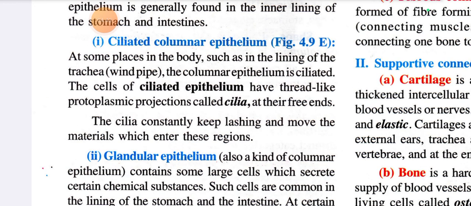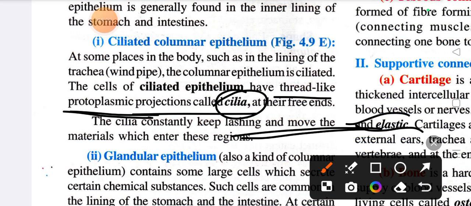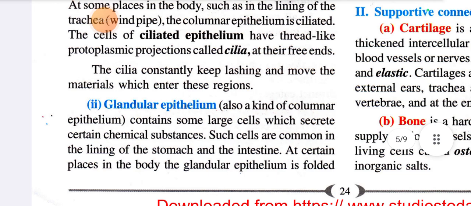Next, ciliated columnar epithelium. At some places in the body, such as in the lining of the trachea, that is the windpipe, the columnar epithelium is ciliated. The cells of the ciliated epithelium have thread-like protoplasmic projections called cilia at their free ends. Somewhat like this, hair-like projections known as cilia at their ends. The cilia continuously keep lashing and move the materials which enter these regions.